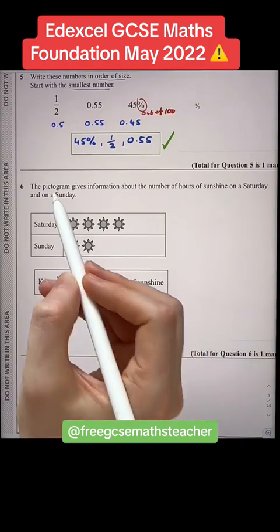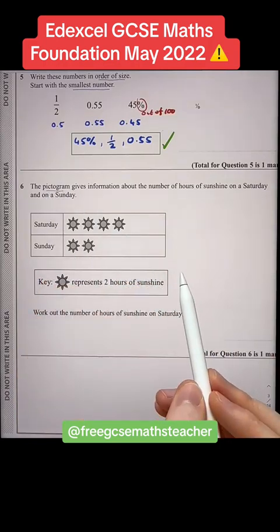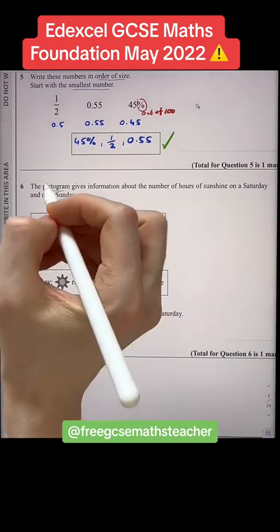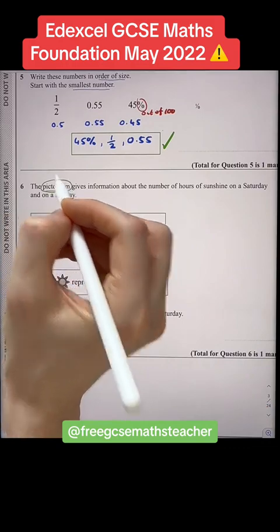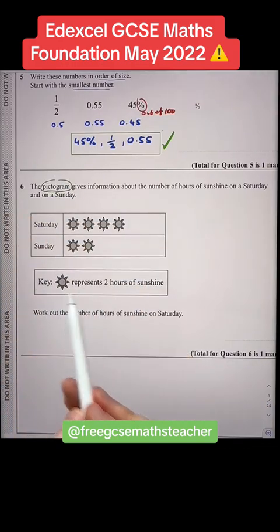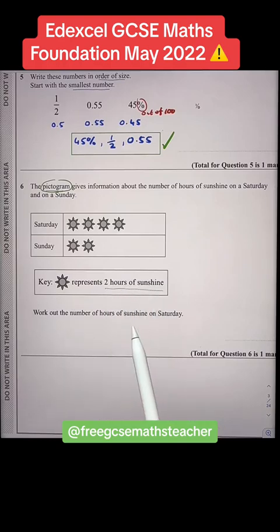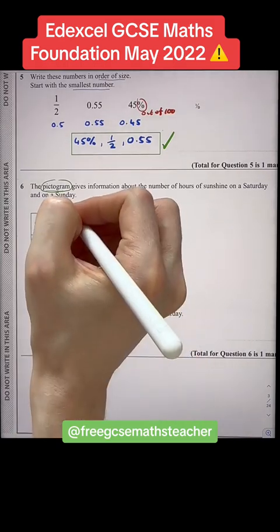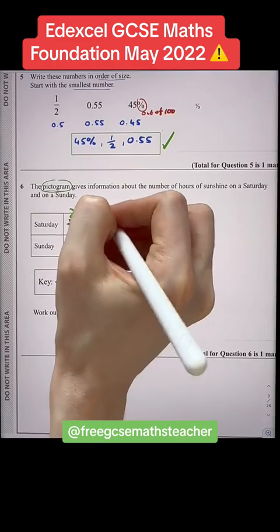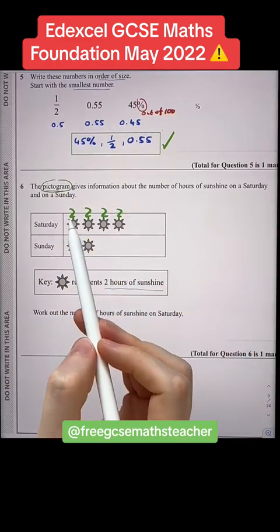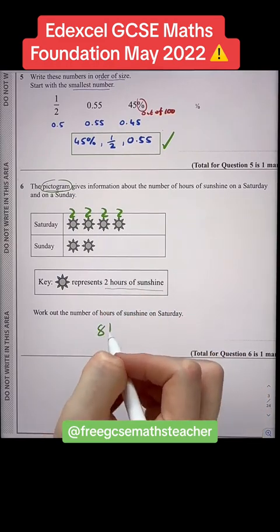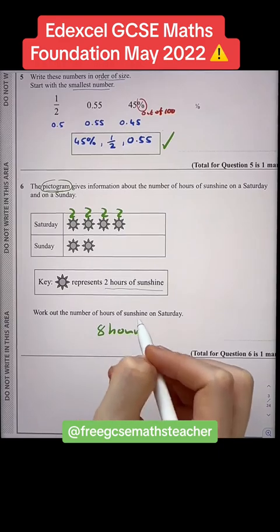Question 6. The pictogram gives information about the number of hours of sunshine on a Saturday and on a Sunday. Whenever dealing with a pictogram, my first step is to always look at the key. Here we know 1 full sun represents 2 hours of sunshine, and we were asked to work out the number of hours of sunshine on Saturday. Looking at our row for Saturday, each full sun represents 2, so I've got 2, 2, 2 and 2. Adding them together, 2 add 2 is 4, 4 add 2 is 6, and 6 add 2 is 8. So I've got 8 hours of sunshine on Saturday.